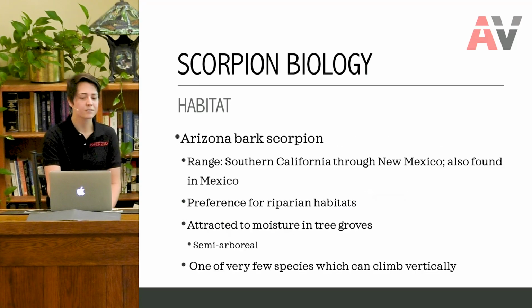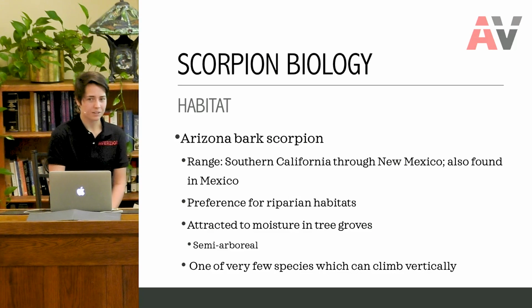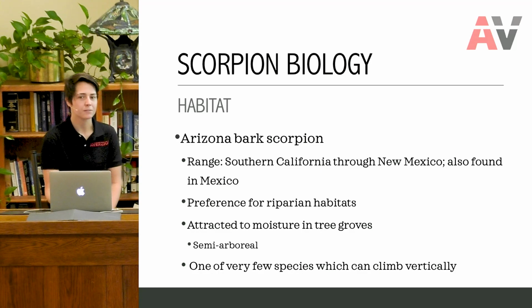So going back to the Arizona bark scorpion, again, we're going to be talking mostly about this species because it is the most venomous and the most medically significant. Its range is anywhere from Southern California through New Mexico, so all the way through the state of Arizona, and also in adjacent regions of Mexico.